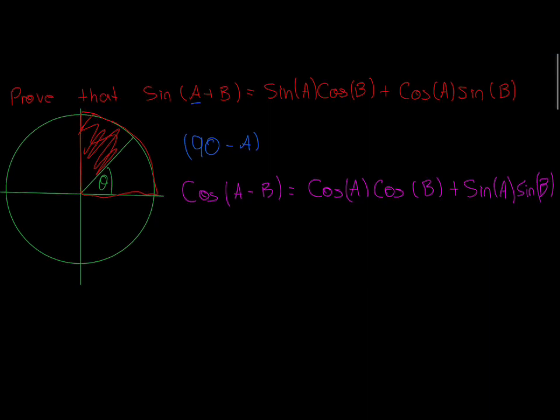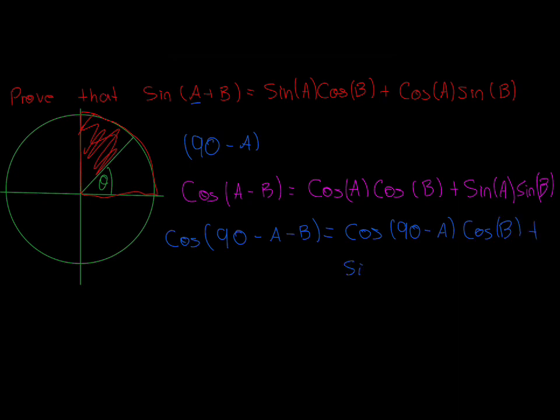So now what we can say is that the cosine of 90 minus a minus b is equal to the cosine of 90 minus a, cos of b, because this is only to do with the a angle, plus sine of 90 minus a, sine of b.